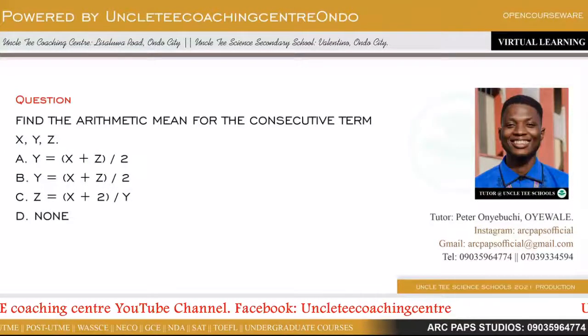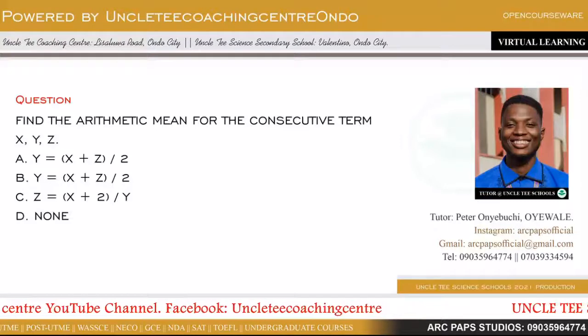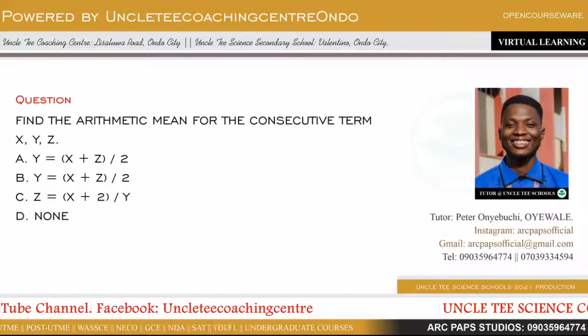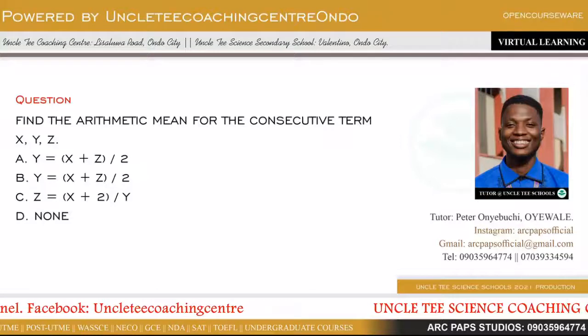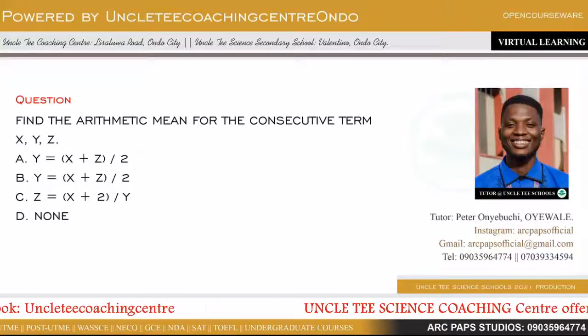Now in this one we have to find the arithmetic mean for the consecutive terms x, y, z. So our arithmetic mean will be given by y is equal to (x plus z) over 2, which is our option B.